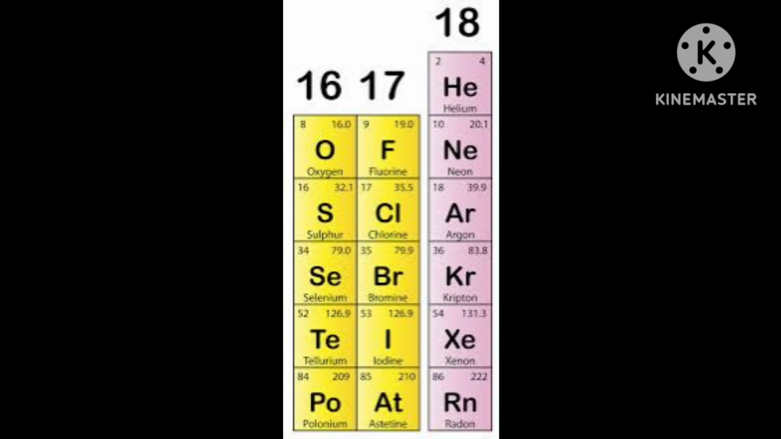Argon, which has 18 electrons: neon electronic configuration, after that 3s² 3p⁶. Krypton, atomic number 36: argon electronic configuration, and after that 3d¹⁰ 4s² 4p⁶. Here you remember, 3d¹⁰ you have to write. Xenon, 54: krypton electronic configuration, and after that 4d¹⁰ 5s² 5p⁶. 3d¹⁰ was there in krypton, now here 4d¹⁰.